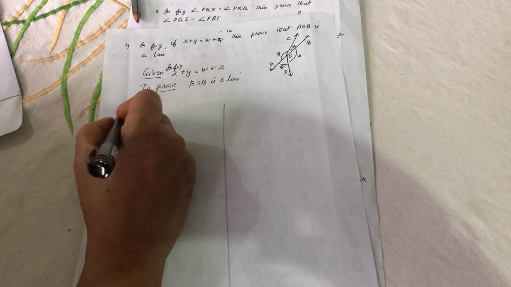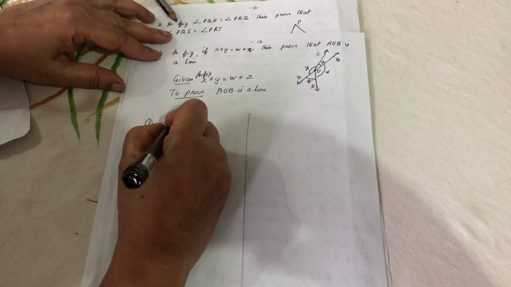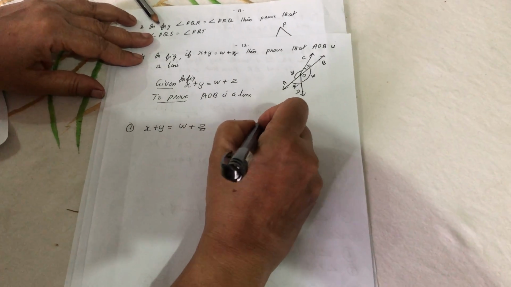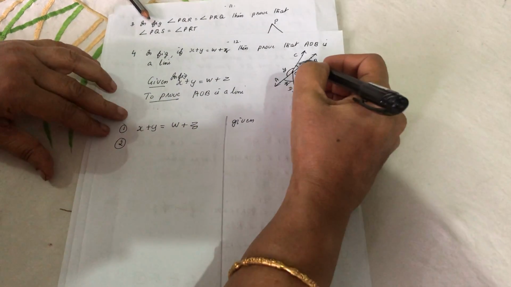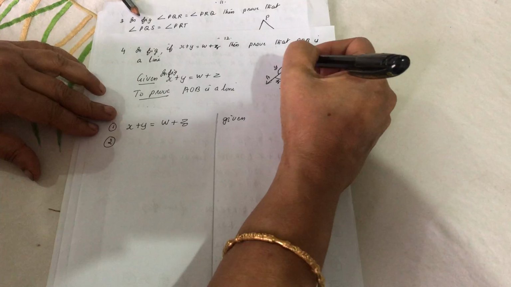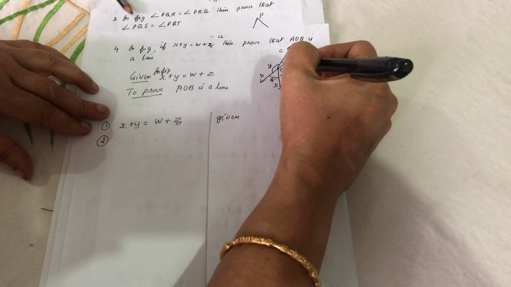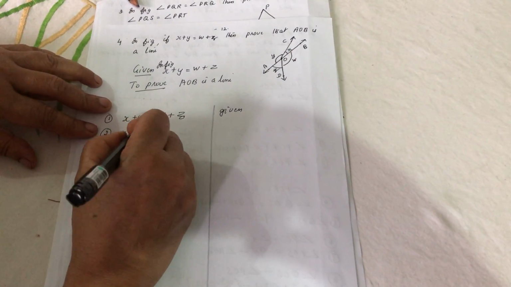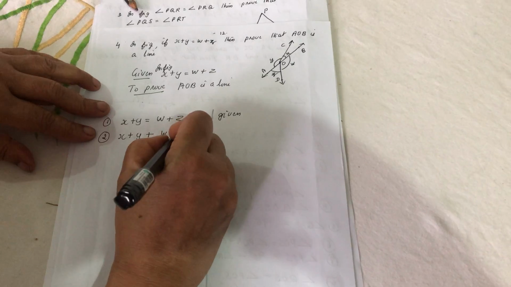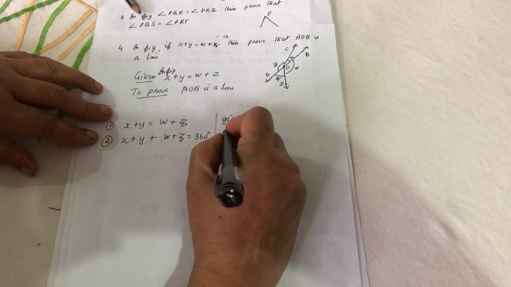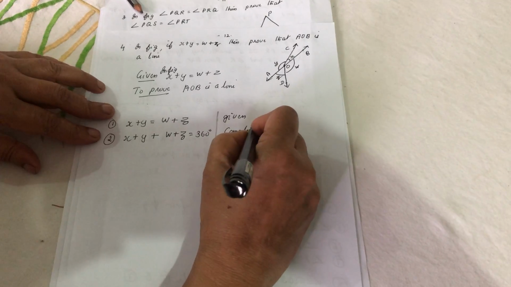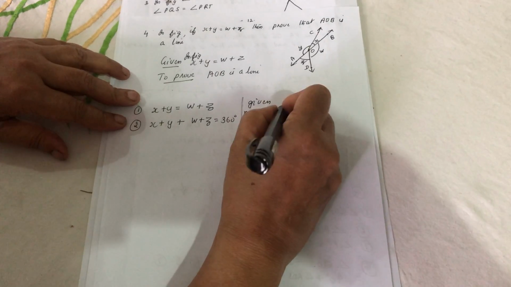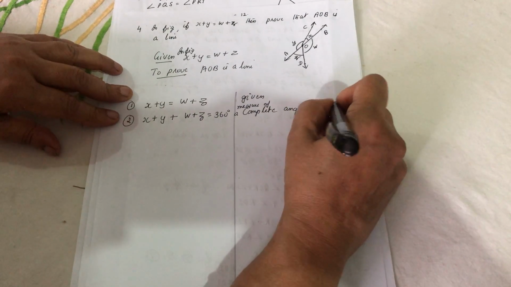First point, I am writing x plus y is equal to w plus z. It is given. Second point, I am writing the sum of all these 4 angles, x plus y plus w plus z, 360 degrees. It is a complete angle. So I am writing x plus y plus w plus z equal to 360 degrees. The measure of a complete angle is 360 degrees.